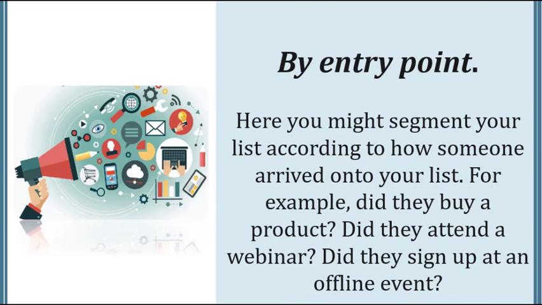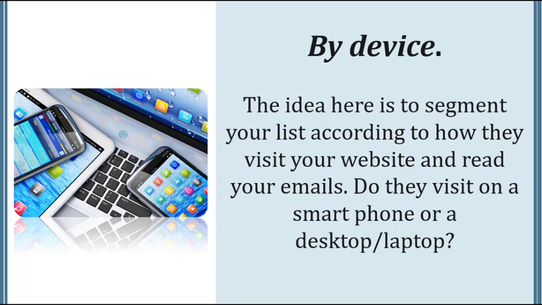By entry point. Now, here, you might segment your list according to how someone arrived onto your list. For example, did they buy a product? Did they attend a webinar? Or did they sign up at an offline event?